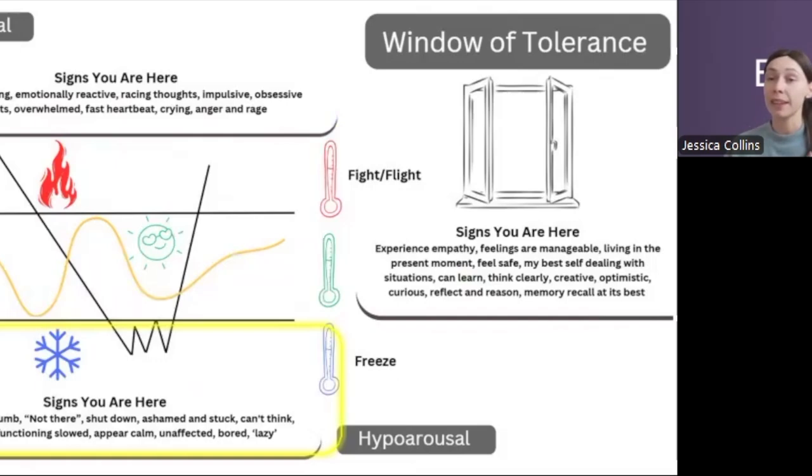And I guess when somebody's in hypoarousal, this is their nervous system shutting down to survive. So it's really important that we don't see this as a lack of motivation or a lack of engagement in sessions, but instead it's a protective response that the person is withdrawing and shutting down from potential threats.